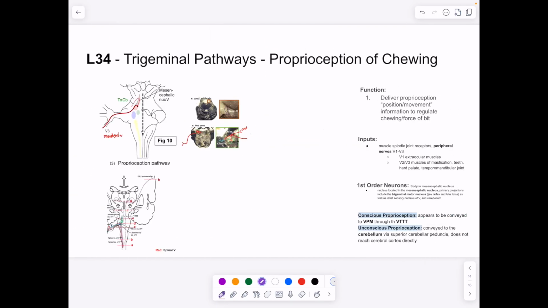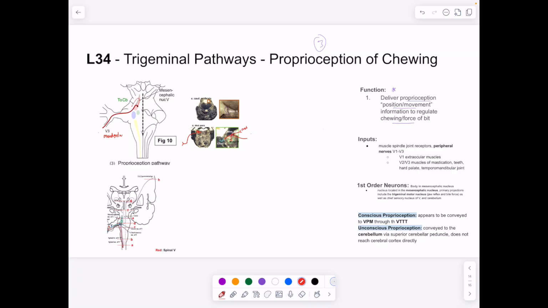Now we have chewing. So this one is, again, delightfully low on information from the lecture, which is maybe a good thing, maybe a bad thing. But the idea is that the third pathway is all about being able to chew. You need to know where your jaw is, so you're going to deliver proprioception, movement information to regulate chewing. And the nice thing is that it is relatively straightforward.